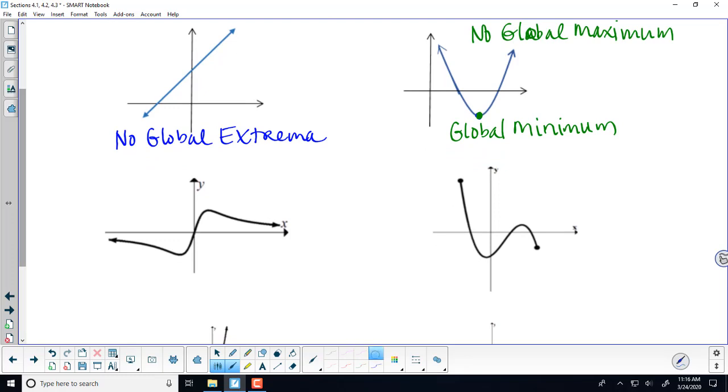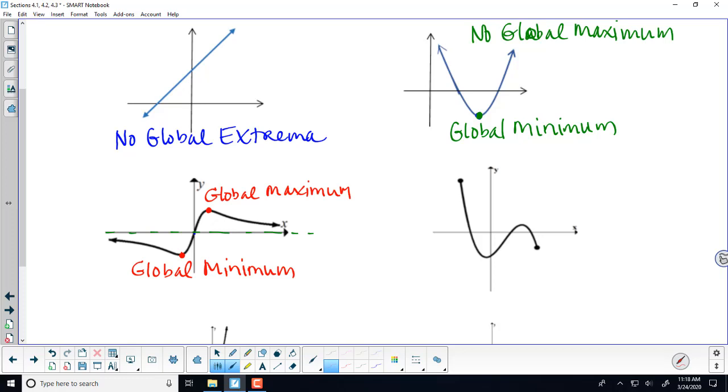All right, here's kind of a cool function. This is actually the graph of a rational function. Believe it or not, it does have a horizontal asymptote, but it doesn't have a vertical asymptote. All right, so is there a highest point? Yes, there is. So this would be the global maximum. And we have a global minimum, which is also a local minimum. Highest and lowest point.